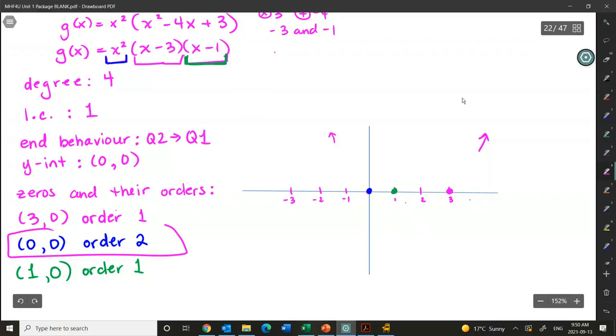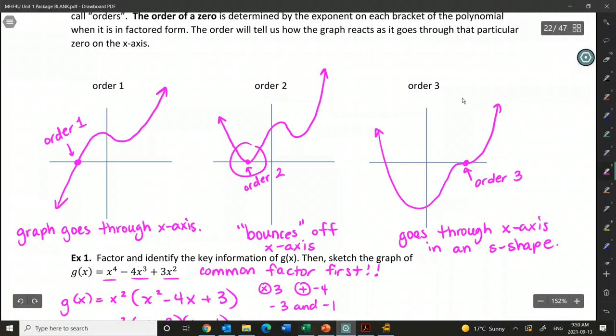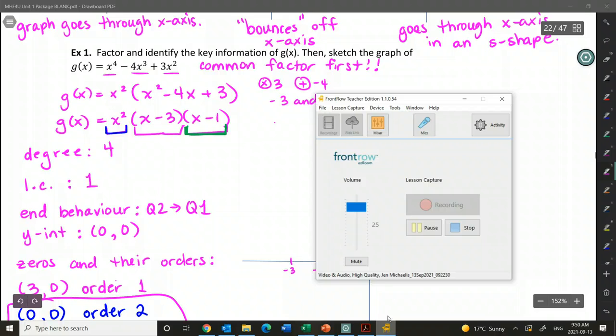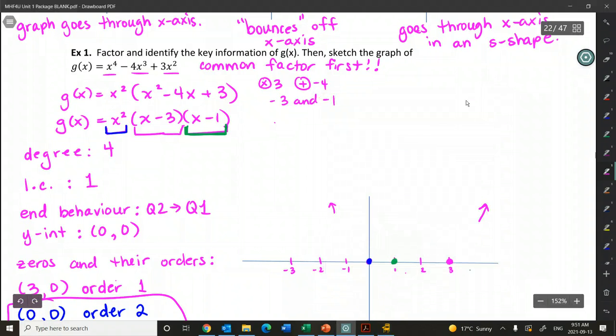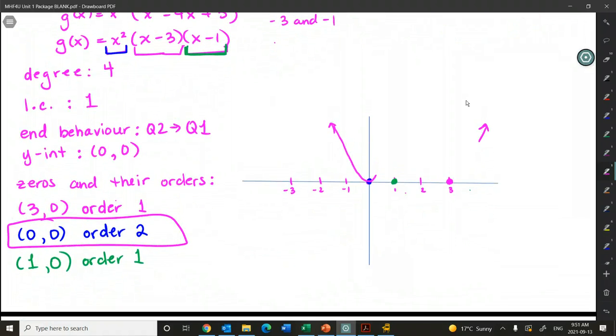So the first 0 that I'm going towards is this one, the one at 0, 0. This is order 2. Based on what we talked about above, I know that my order 2 is just going to sort of bounce off of that 0, and it's going to go back up. Okay, so I'm going to come toward this 0, and as I come toward this 0, I am going to bounce off of the 0 because it's order 2. So something like this. Okay, I'm not going all the way through this because order 2 is sort of taking the shape of a quadratic where it bounces off.